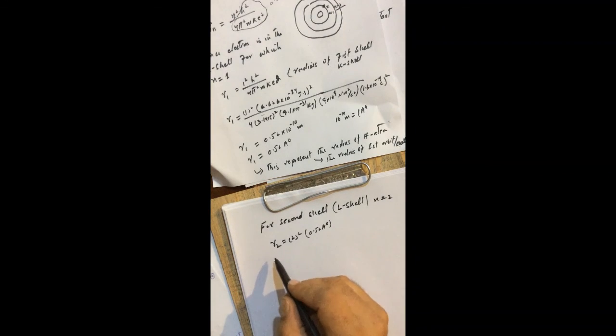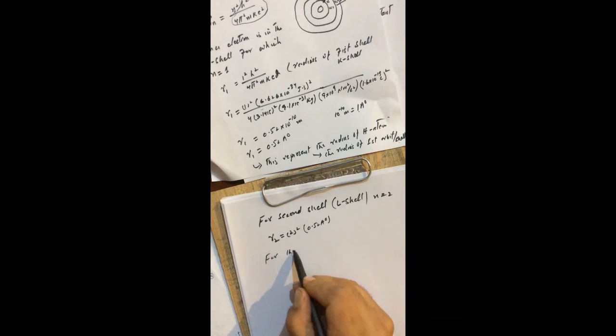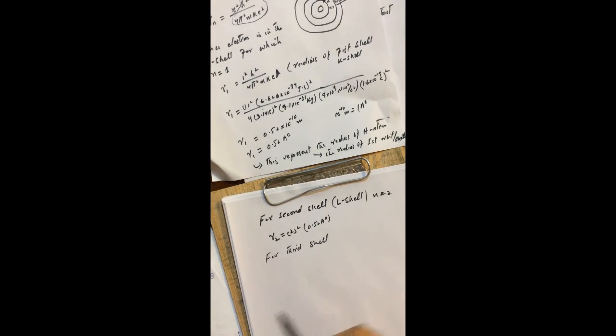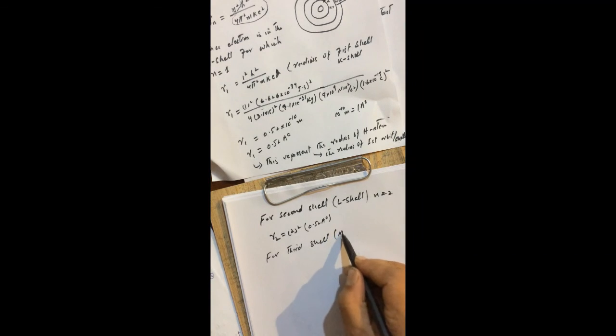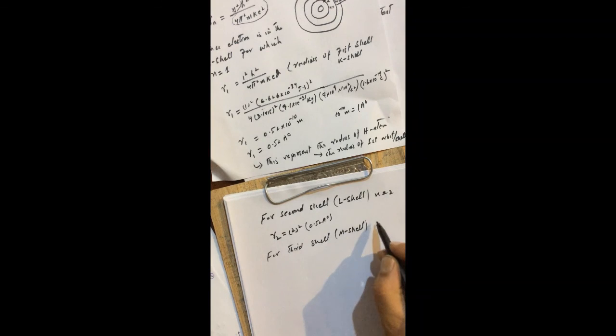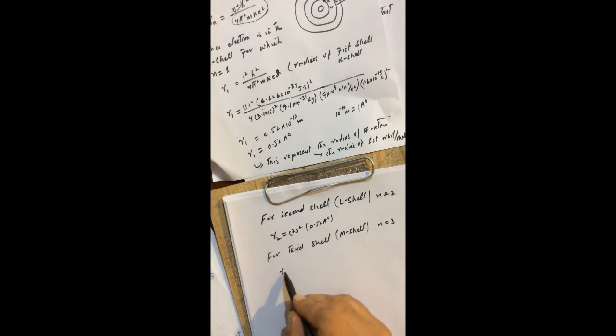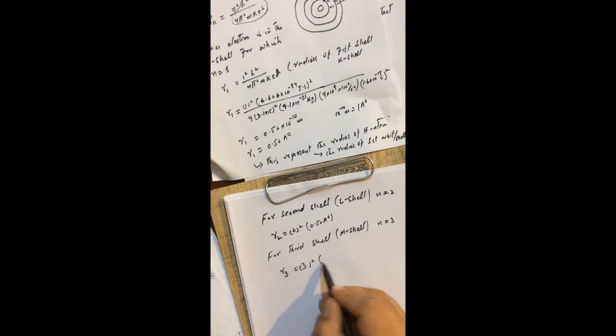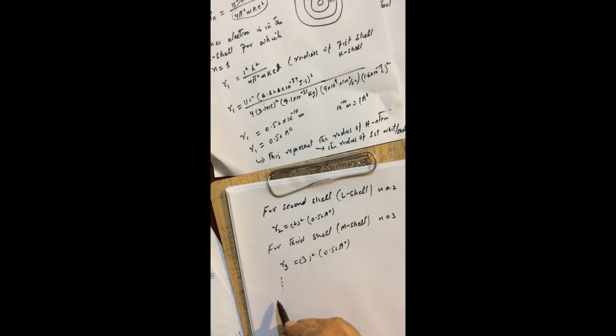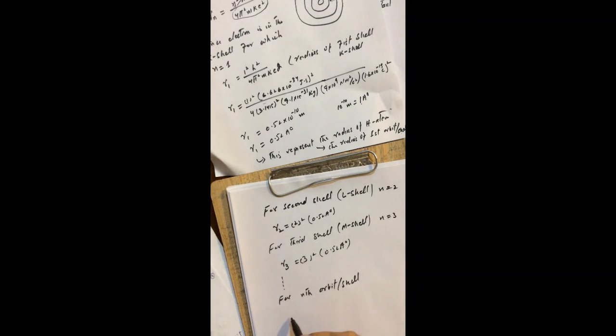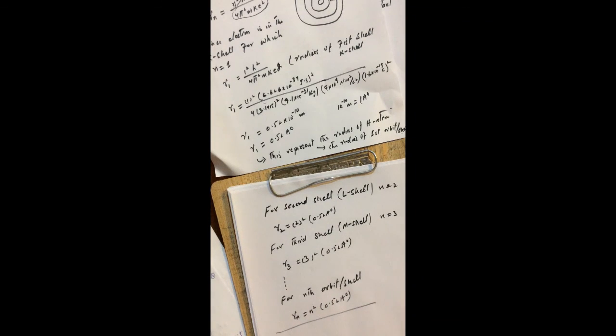Similarly, for the third shell, by third I mean M shell or third orbit, we have n equal to 3. So the radius of the third shell is represented by R3, which is equal to 3 square into 0.52 angstrom. Similarly, for the nth orbit or nth shell, the radius is represented by Rn, which is equal to n square into 0.52 angstrom. This will give us the radius of the nth orbit.